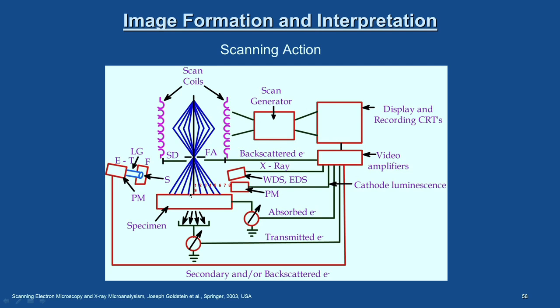So, what we have to understand here is, when we say that the electron beam is falling on a specimen and it gives out some signal, we always talk with respect to a particular point.